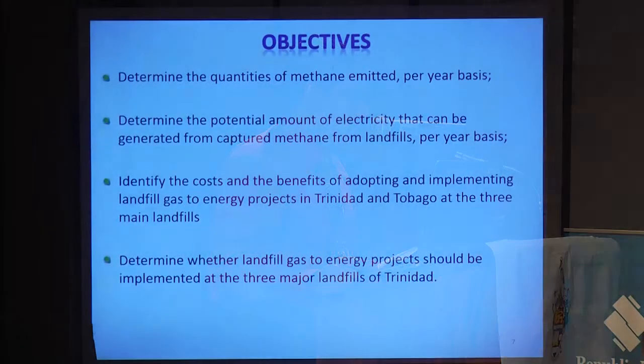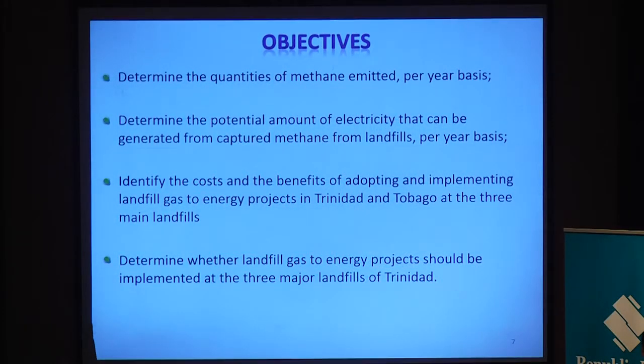The four main objectives are to determine the quantities of methane emitted from main landfills in Trinidad, determine the amount of electricity that can be generated if we capture this methane, and go into a cost and benefit analysis to identify whether these projects would be economically feasible to be implemented at the landfill sites.